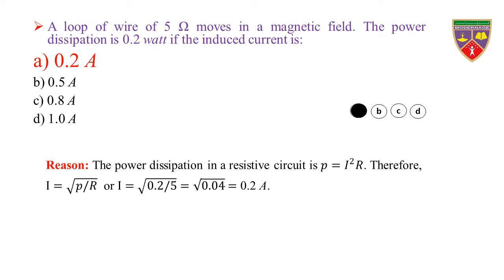Reason: the power dissipation in a resistive circuit is P equals I squared R. Therefore, I is equal to square root of P divided by R, or I is equal to square root of 0.2 divided by 5, which is equal to square root of 0.04, which is equal to 0.2 ampere. Hence, the induced current in the loop is 0.2 ampere.